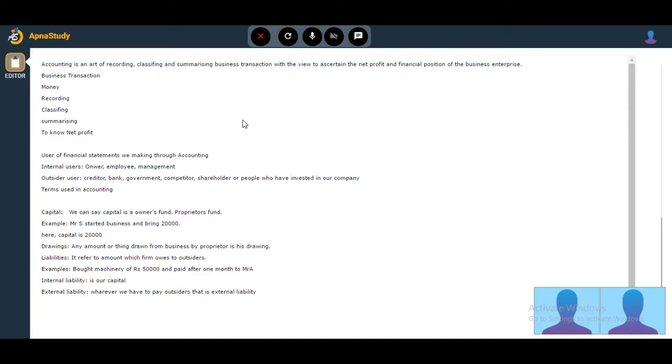Current assets are those which are short-term assets, which will be converted into cash very easily and within a short period of time, say in maximum within 1 year, and which are meant for sale. Assets which are meant for sale and converted into cash in a short period of time.